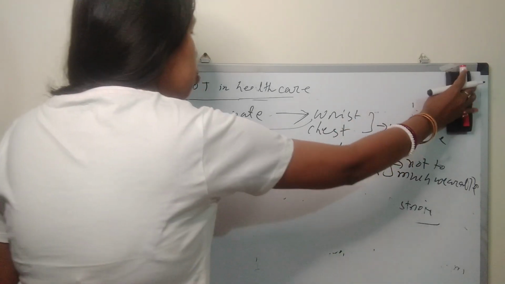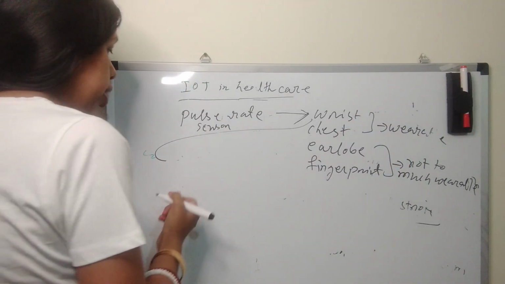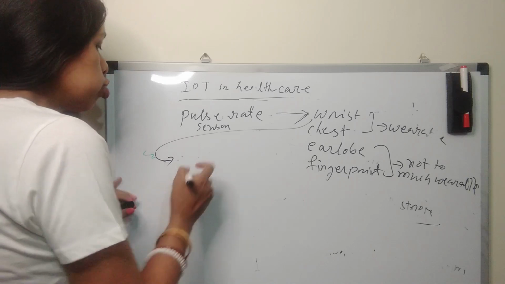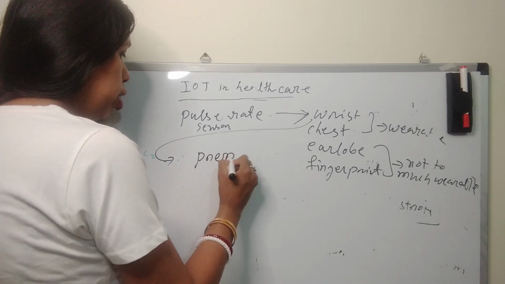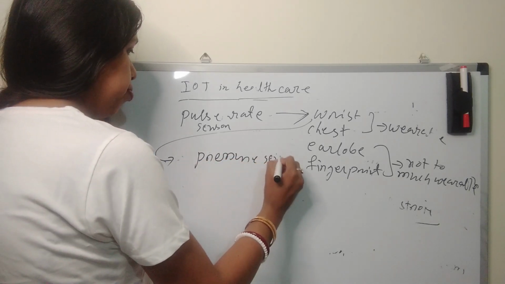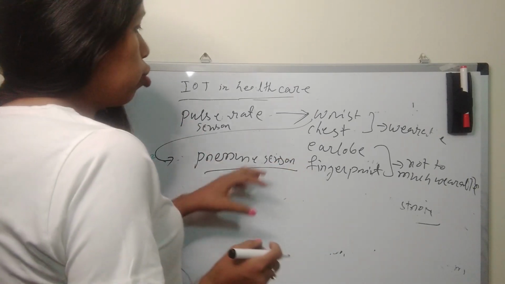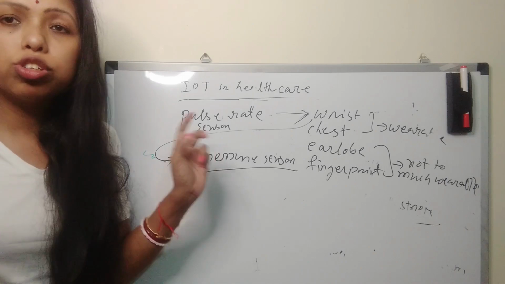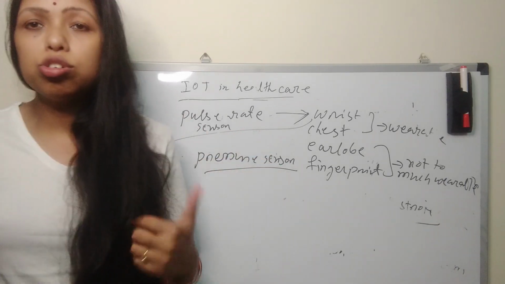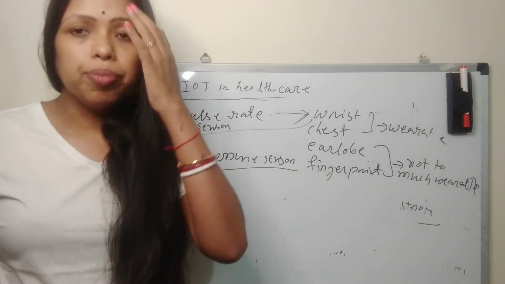How does the pressure sensor measure the pulse rate variation? So, now come to the pressure sensor. You can put this on the wrist, right? The pressure sensor can also be put on the wrist only.